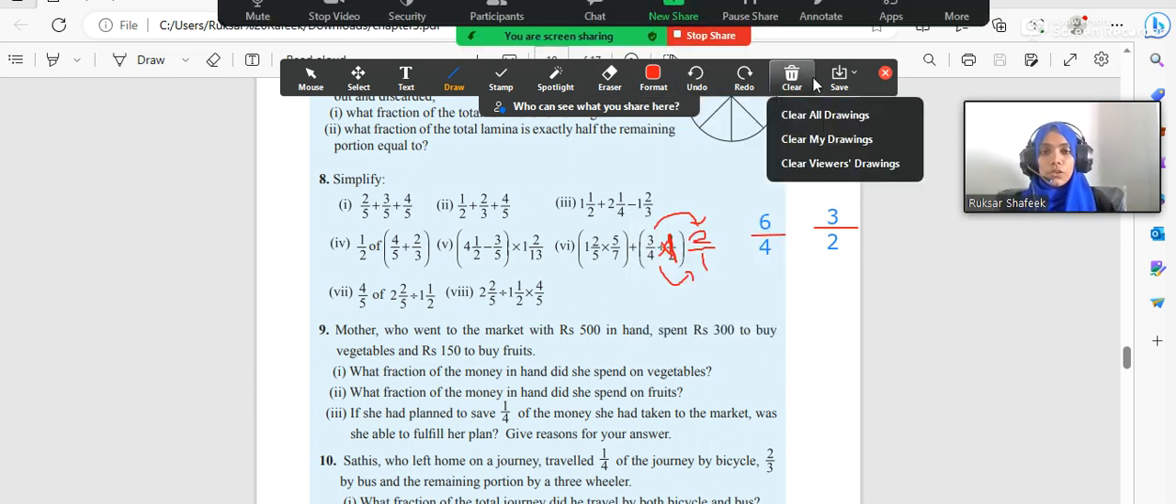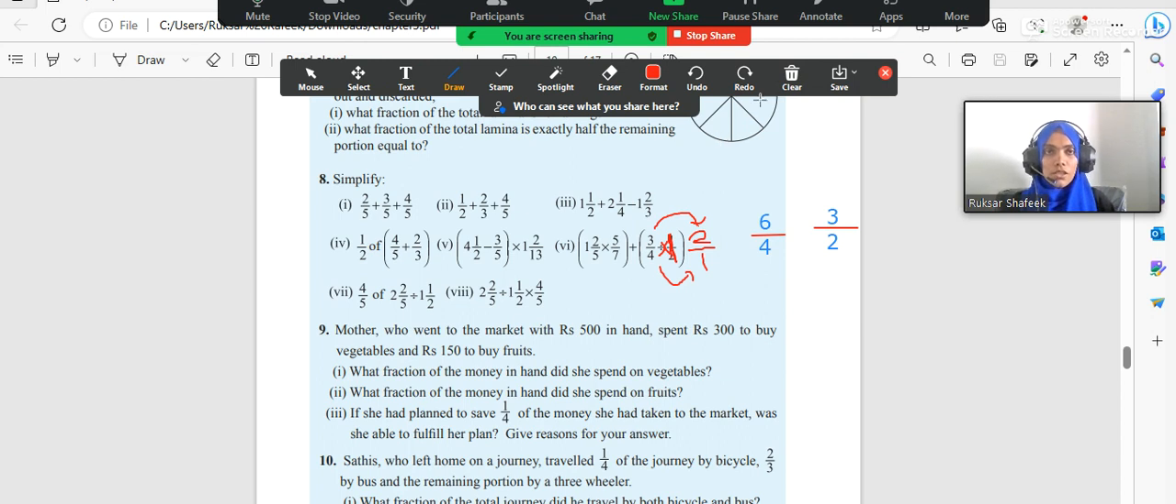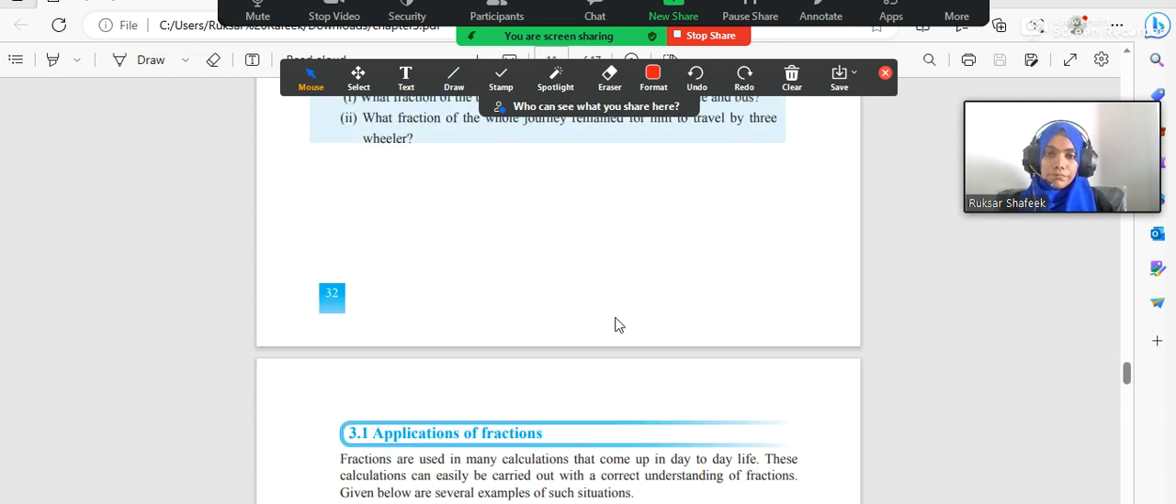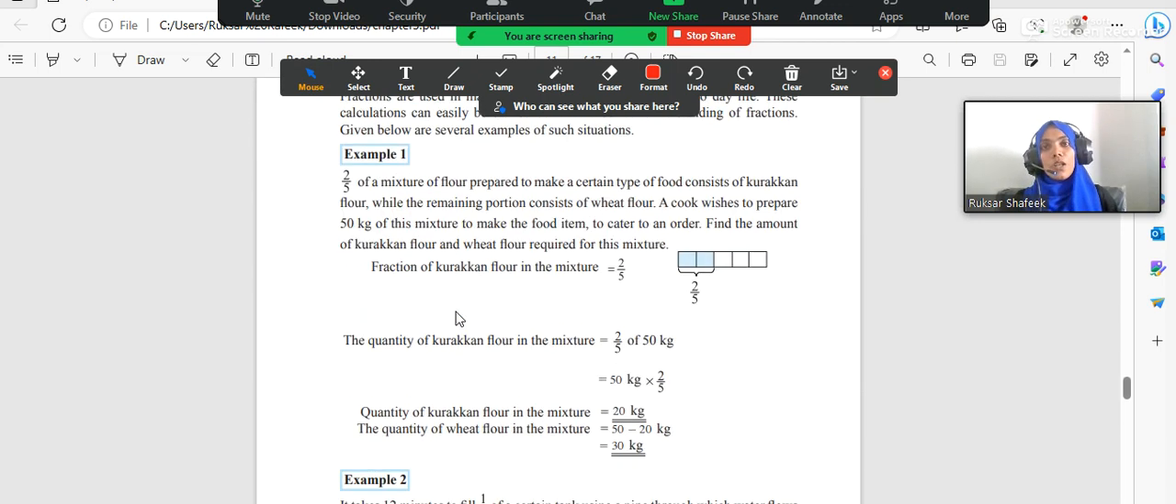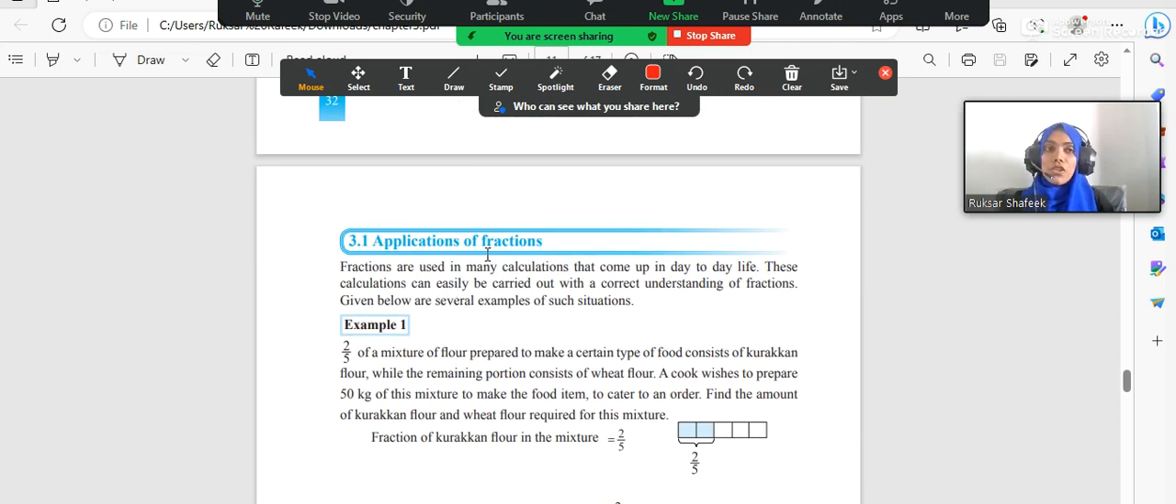So do work out the revision questions, this review exercise. This is something that you've been learning from grade 7, 8 and 9, and we're just revising this part before we move into grade 10 mathematics, the O-level fraction questions itself. So now let's move into the next part, 3.1, applications of fractions. They're going to apply fractions to real life examples.